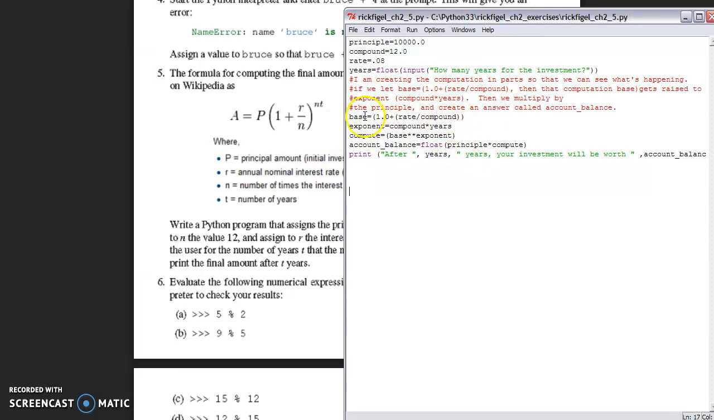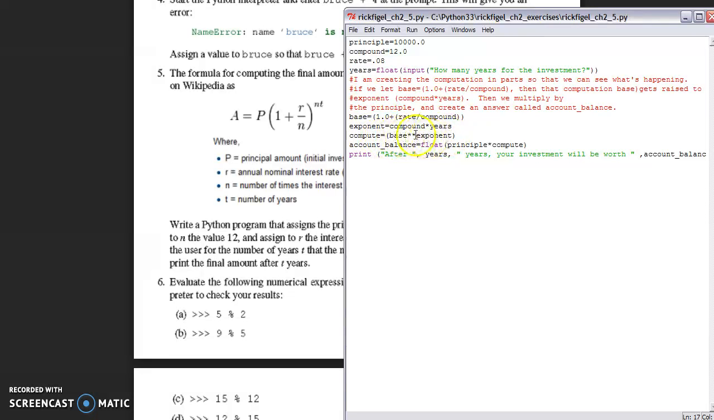So I set up the base to be this part, 1 plus the rate divided by the compounding. That will be computed first, then it adds 1. And after we have that, we have a base, and we're going to create the exponent, which is n times t. In other words, compounding times the years. So I compute that amount by saying I'd like to take that base and raise it to the exponent.